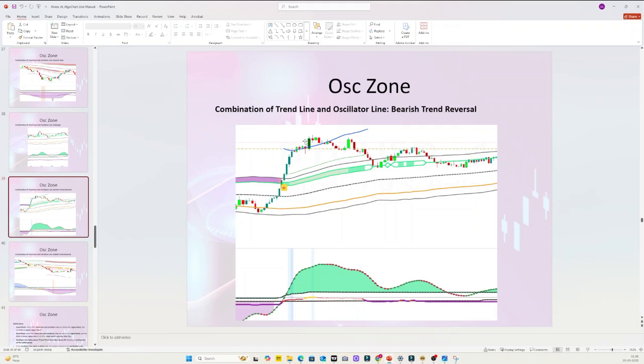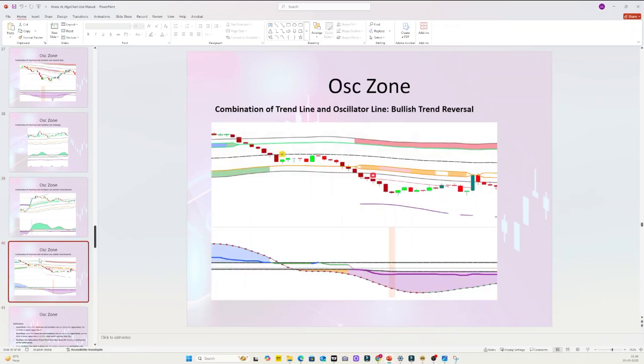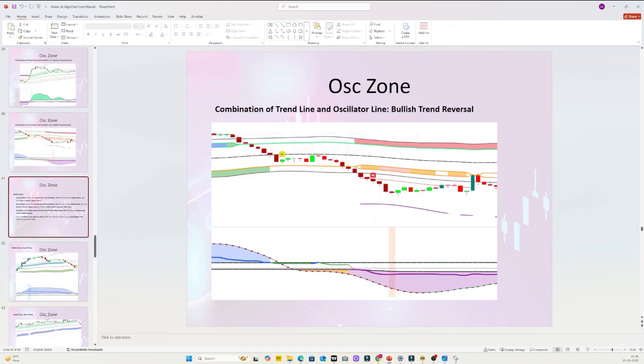So if things are not moving, you should leave the trade and wait for the next move. Okay, and then again here we see the trend reversal. This is a bullish trend reversal. The bullish trend was there and it reversed in the bearish way.